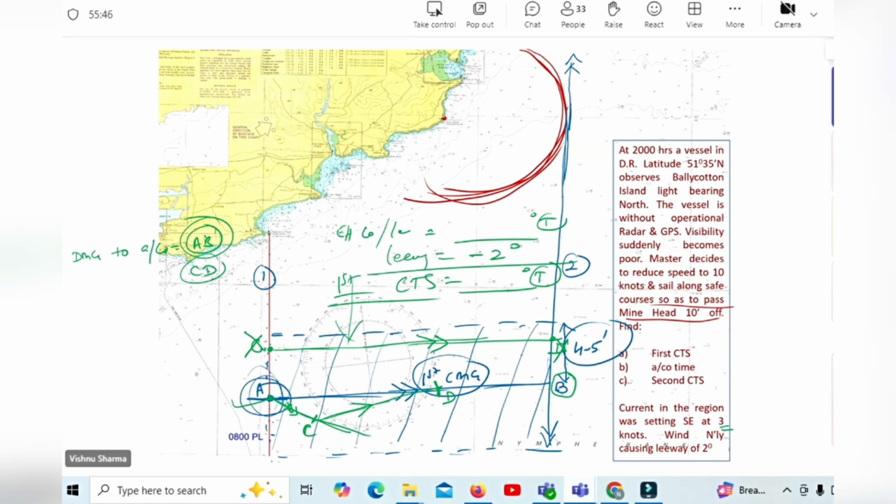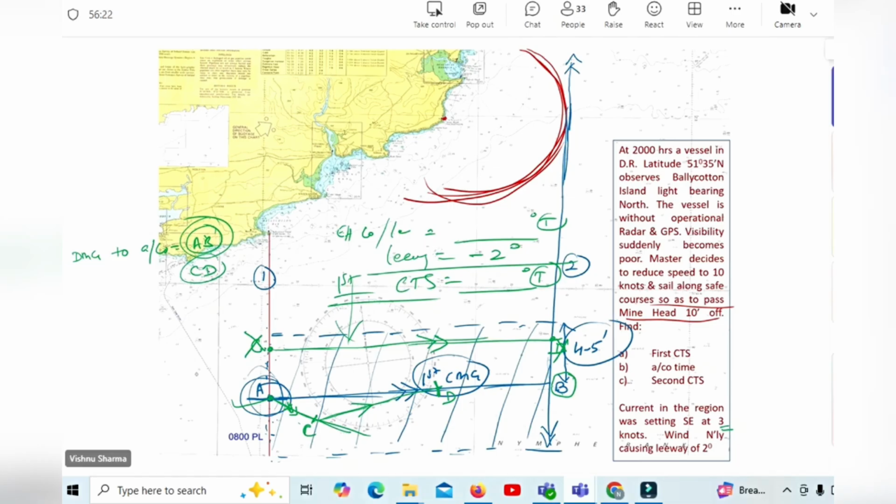Now I'm again repeating. I'm not saying I am at A. I could be at X, but even if I'm at X, I will steer the same course. I'll make good the course XY, and after the same time, I will reach the transferred PL. So in each case, I'll reach the transferred PL at the same time, notwithstanding whether I'm at A or at X or some other position. Am I right, guys? Yes or no? Yes, sir.